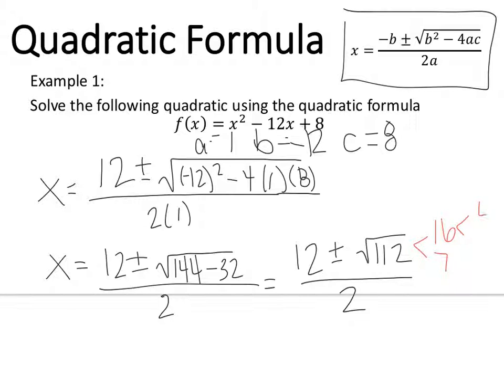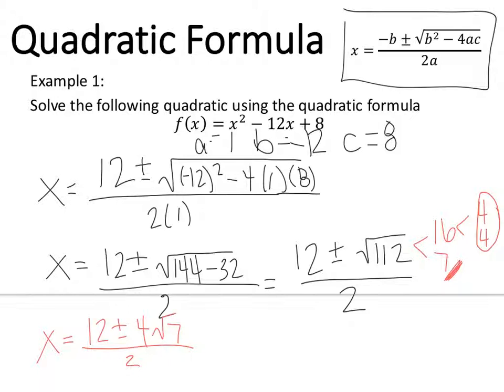So 16 breaks down to my pair of 4s. So I know that will go on the outside, and the loner 7 stays inside. So I still have x equals 12 plus or minus 4 square root of 7 all over 2.